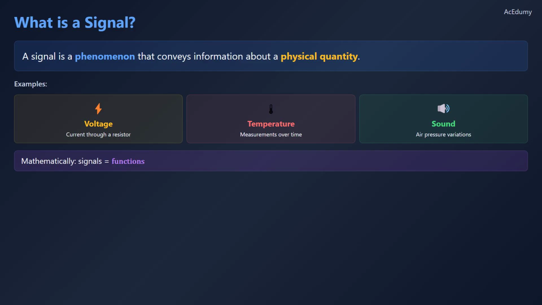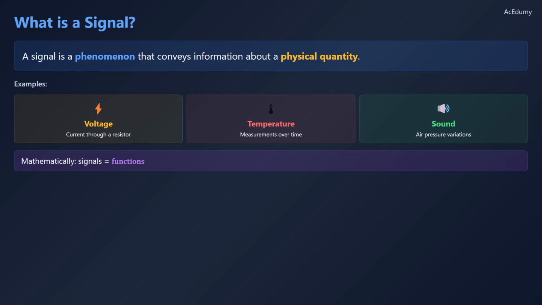A signal is a phenomenon that conveys information about a physical quantity. For example, the voltage across a resistor tells us about the current flowing through it. Temperature measurements over time form a signal. Even your voice is a signal, carrying information through air pressure variations.